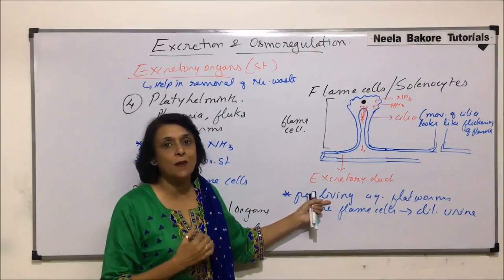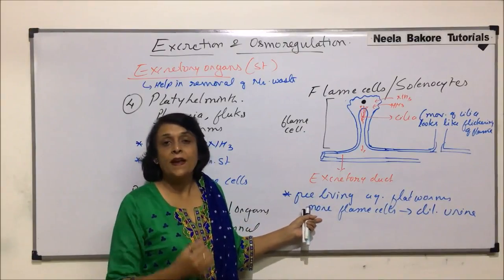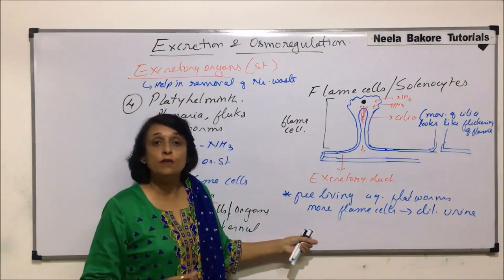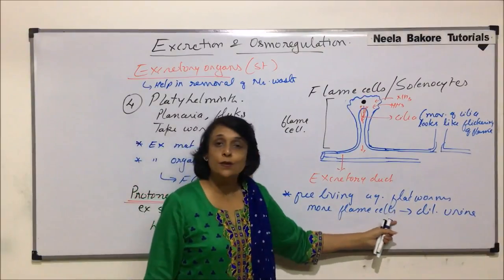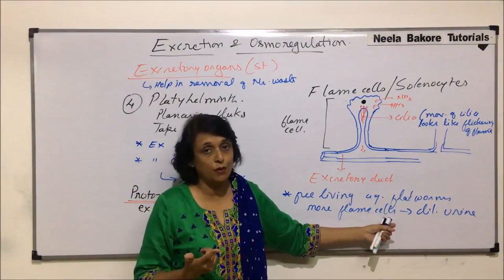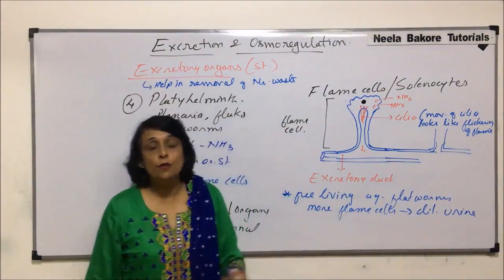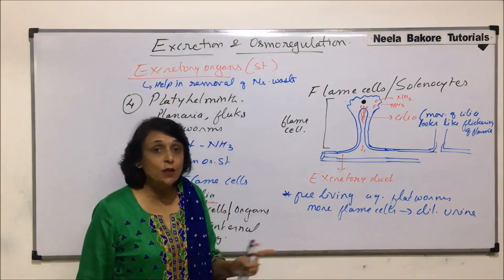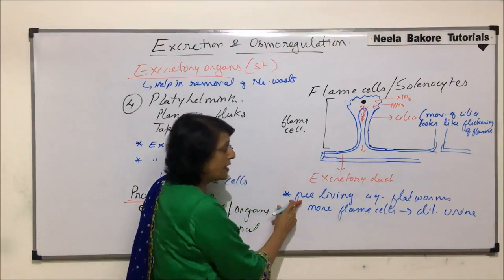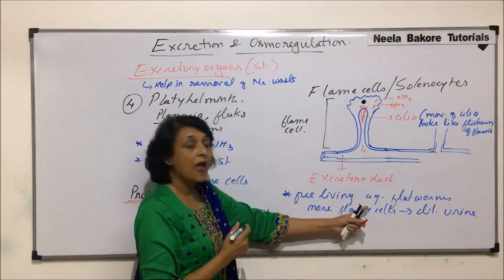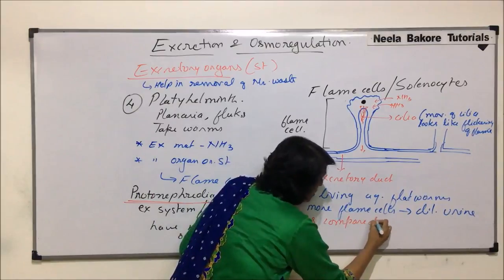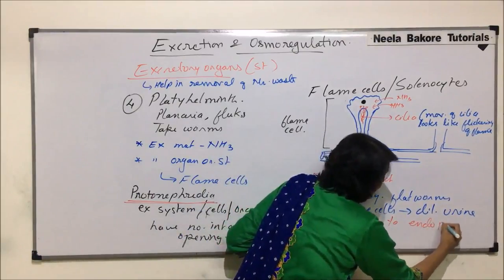The reason why this urine is becoming dilute is because they are in aquatic medium and due to endosmosis, more and more water is coming in. So here flame cells are helping in removal of the nitrogenous waste, that is ammonia, but they have to remove that extra water also, and that is also done by these flame cells. So they are removing nitrogenous waste plus helping in osmoregulation. And that is why the urine which is excreted out is dilute as compared to the endoparasites. So here we are saying that free living ones would have more flame cells and would excrete dilute urine as compared to endoparasites.